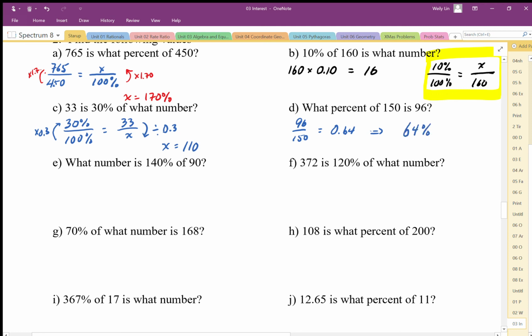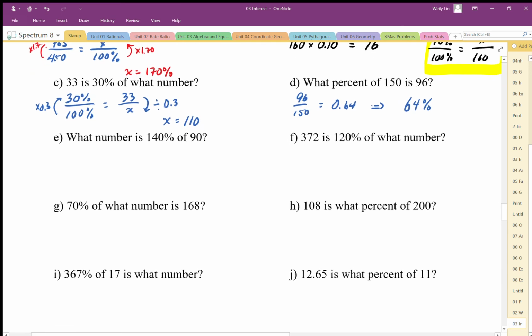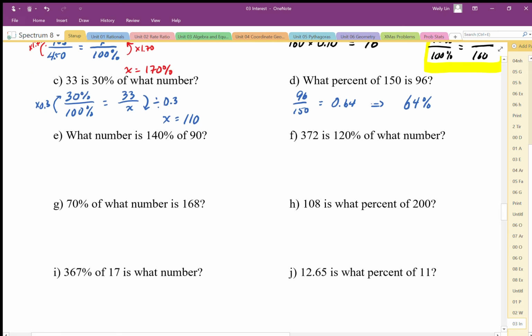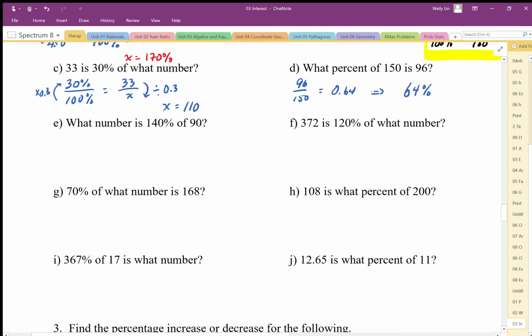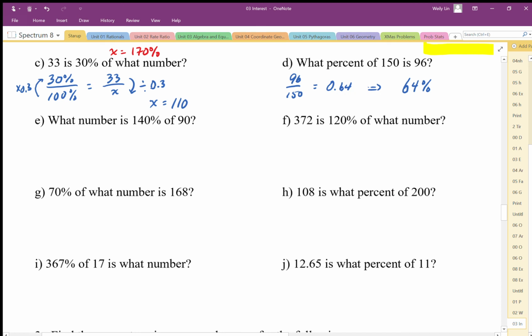Again, we want to start developing some flexibility in how we can deal with this. If we're ever stuck, though, we always go back to a proportional equation. I want you to work on these on your own, and then come back to the next video and I will post some solutions for these.